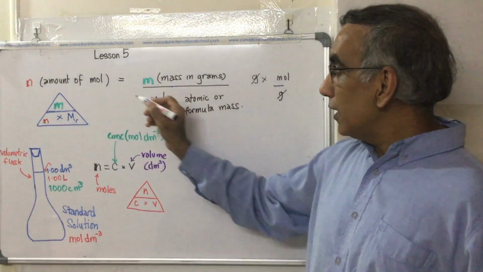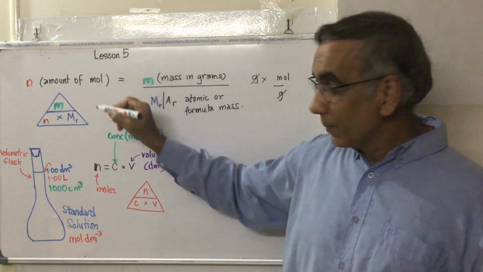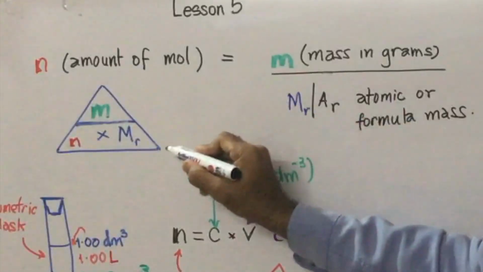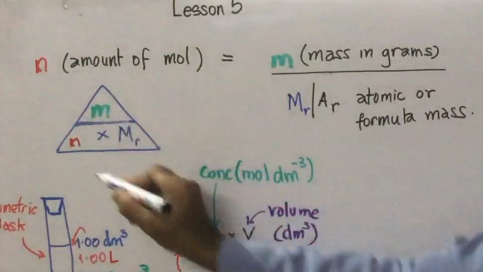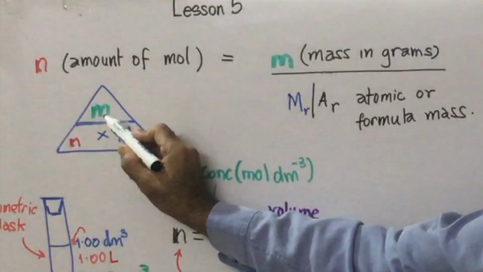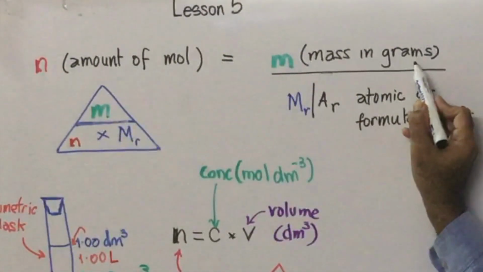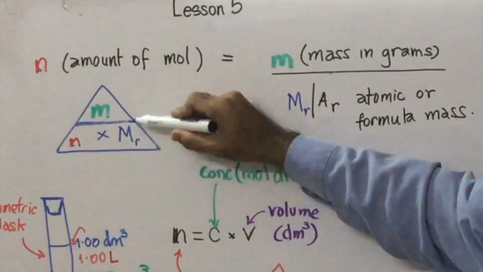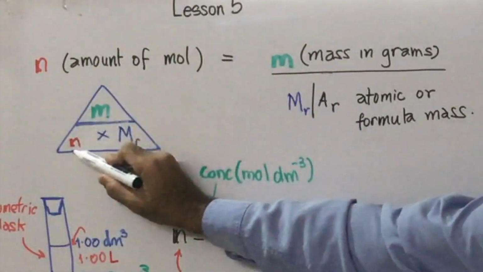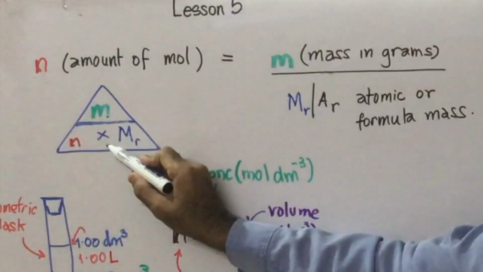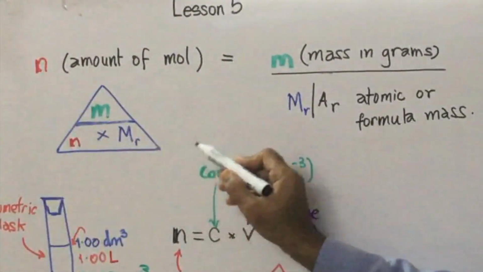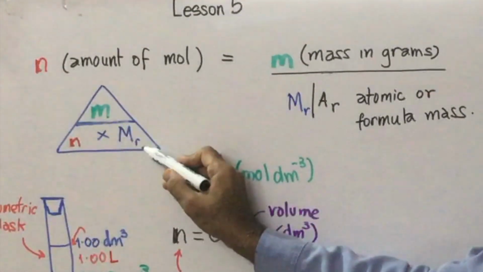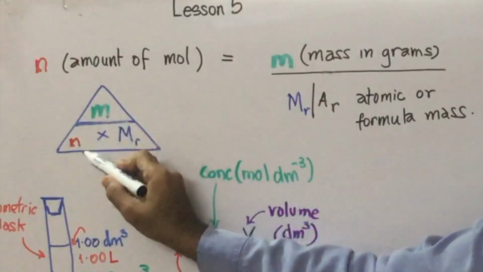And we don't only need to solve for n, the number of moles. We might need to solve for any one of these 3. So it's useful to remember this little triangle here, where n equals m in grams, small m, divided by Mr, the relative atomic or formula mass, and then you can get mass in grams by multiplying n by the relative formula mass, or you can solve for the relative formula mass by dividing mass in grams by the number of moles.